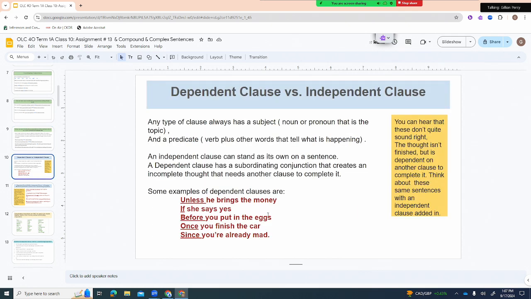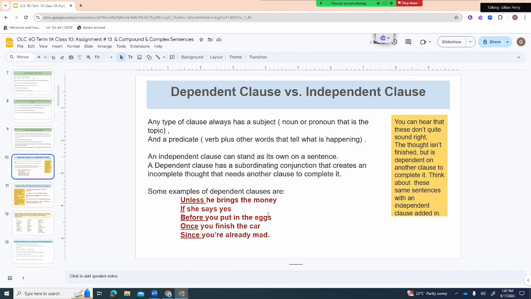Now, not all clauses are independent clauses. Some are considered what's called a dependent clause. They still have a subject, which is the noun or pronoun that is a topic, and they still have a predicate, which is the verb plus any other words that tell you what's happening in the sentence. The difference is an independent clause can stand on its own as a sentence, but a dependent clause has a subordinating conjunction that creates an incomplete thought and demands that there be another clause to complete it. And it has to be an independent clause.